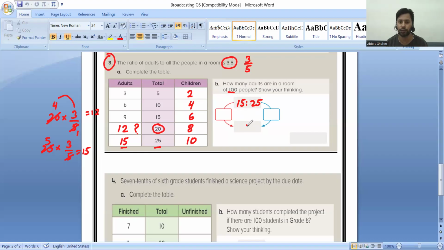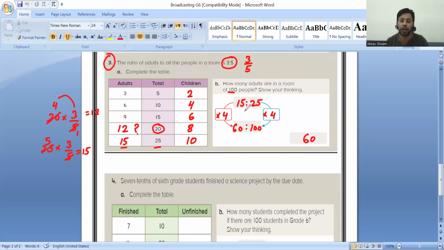So I can put here the ratio. Total people are how much? He said to me total people are 100. So 25 multiplied by what equals 100? 4. I will write here multiplied by 4. And the same number you will multiply on the other side. 15 multiplied by 4, that is equal to 60. So it means total adult people in this room are equal to how much? 60.